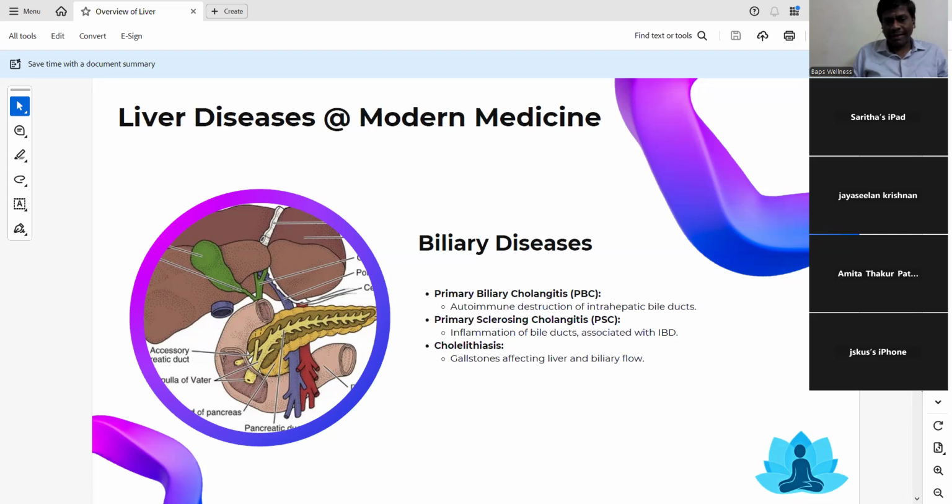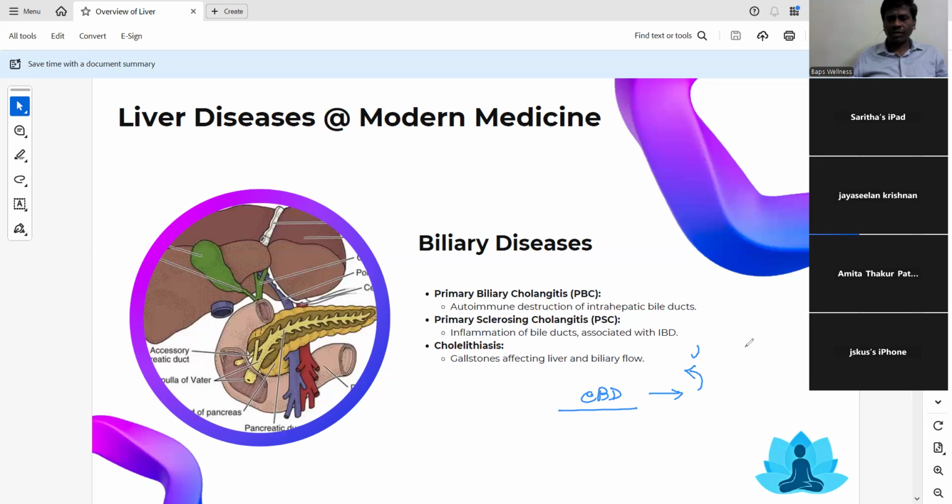Next one is cholelithiasis, gallbladder stones, that block or interfere with the drainage of the bile secretions, bile juice, by obstructing the duct, especially the CBD, the common bile duct. In the scanned report, you can see the CBD. If that is blocked, that will lead to very serious complications.